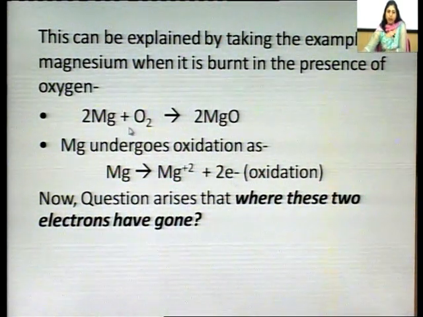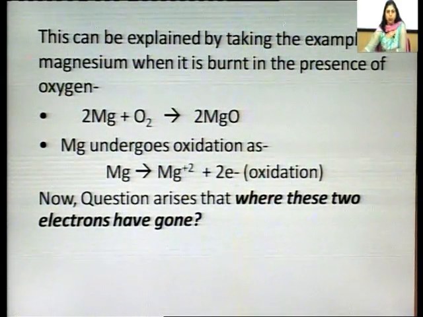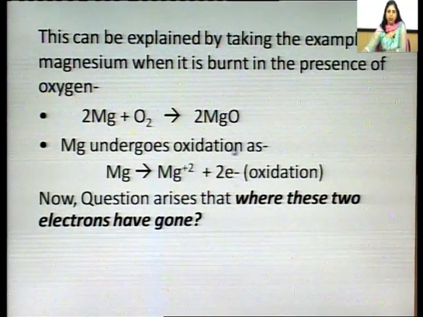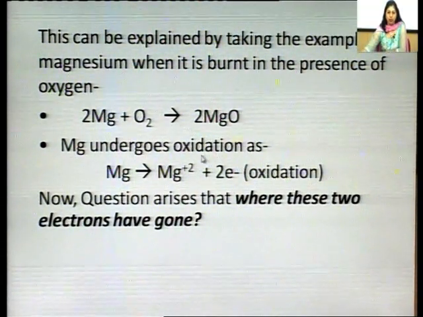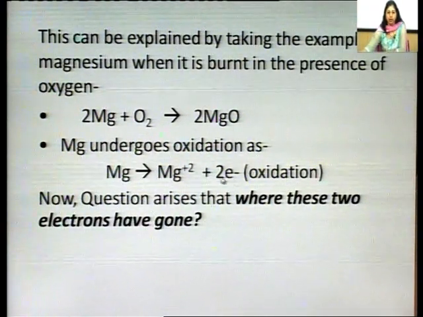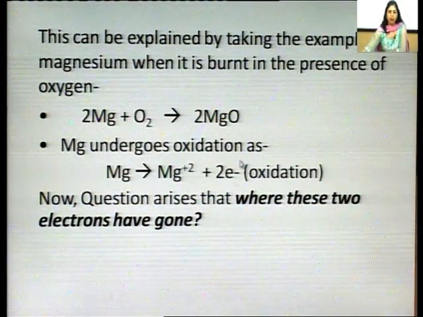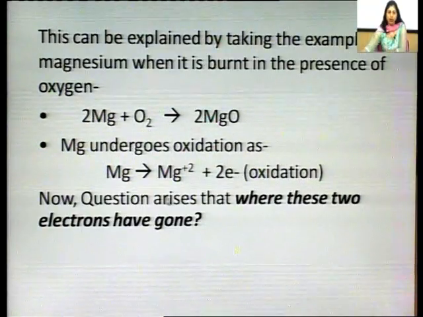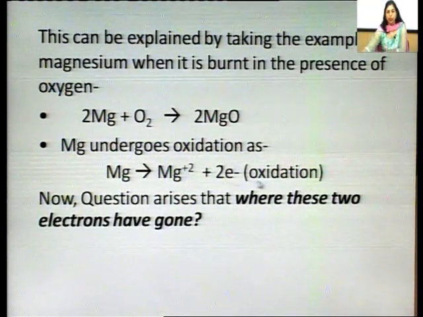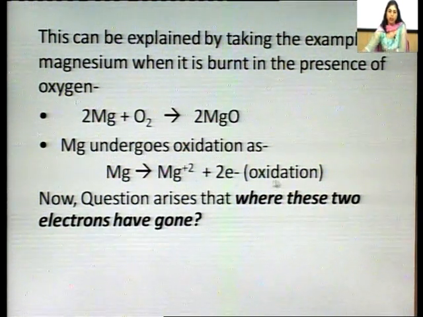Now, what happens in this reaction? It takes place in two steps. In the first step, magnesium undergoes oxidation. Oxidation means it loses electrons, as shown in this reaction. That magnesium, after the loss of these two electrons, changes into magnesium ion, and this process, as we have already learned, is oxidation.